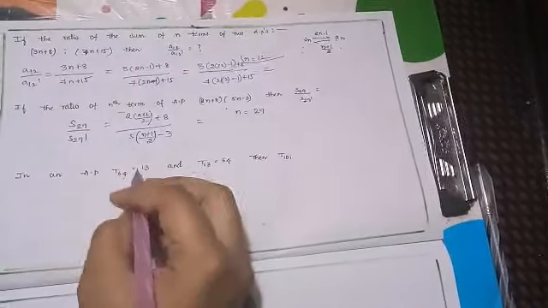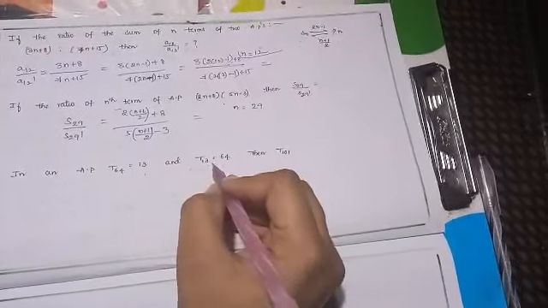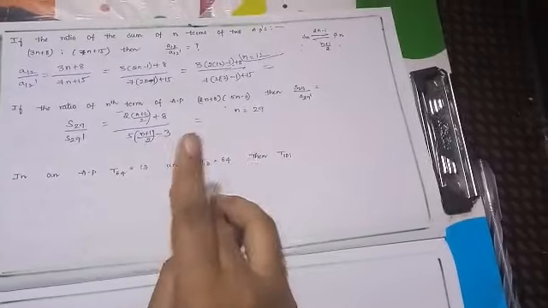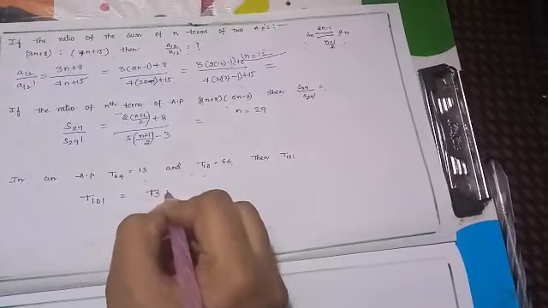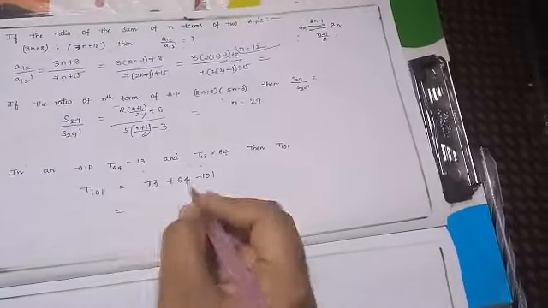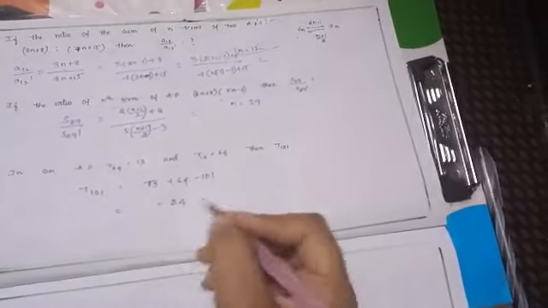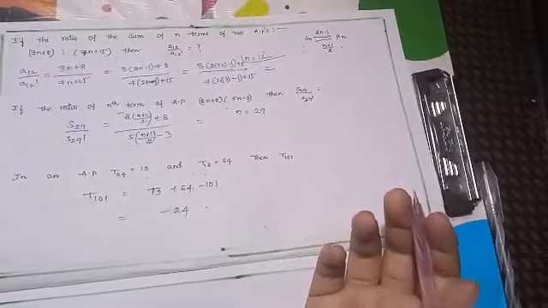And then if you are given something like in an AP, T64 equal to 13 and T13 equal to 64, that means it is twisted. So you directly apply T of 101 equal to 13 plus 64 minus 101. You will get minus 24. If they have given something related to these problems, you can easily do this answer.